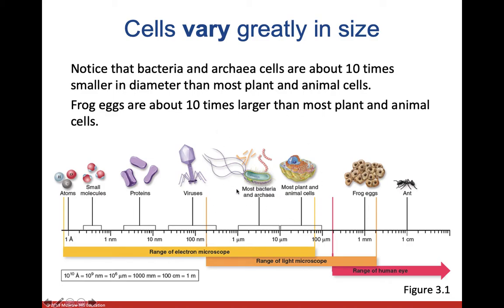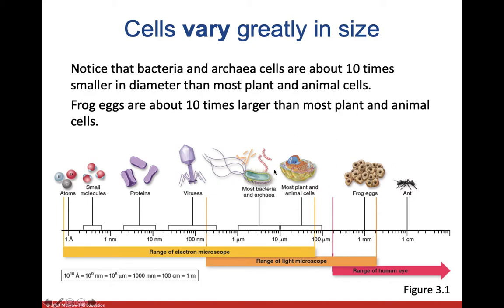Bacteria are very, very small, and they're about 10 times smaller than the average plant cell or average animal cell. Now, frog eggs are about 10 times larger than the average plant or animal cell. And as I mentioned earlier, an ostrich egg is the largest single cell on the planet, and it's significantly larger than all of these combined.